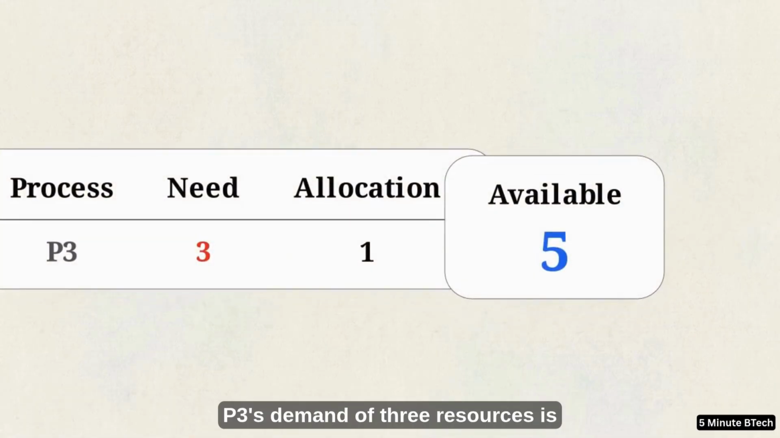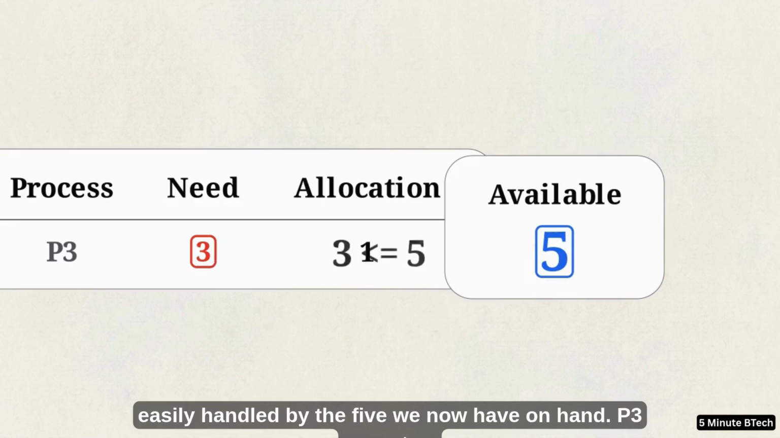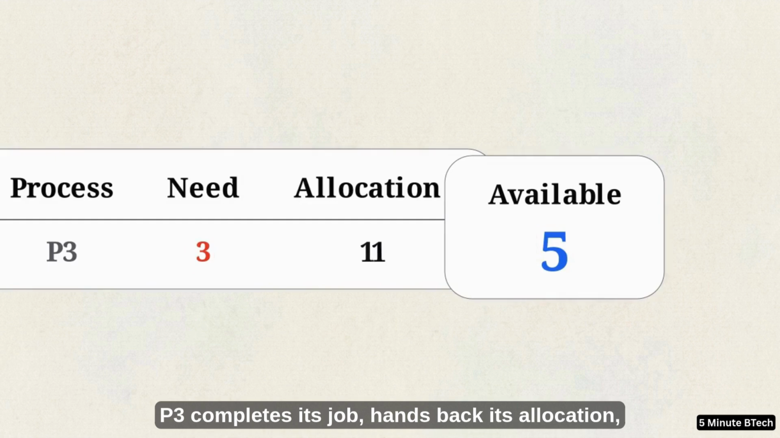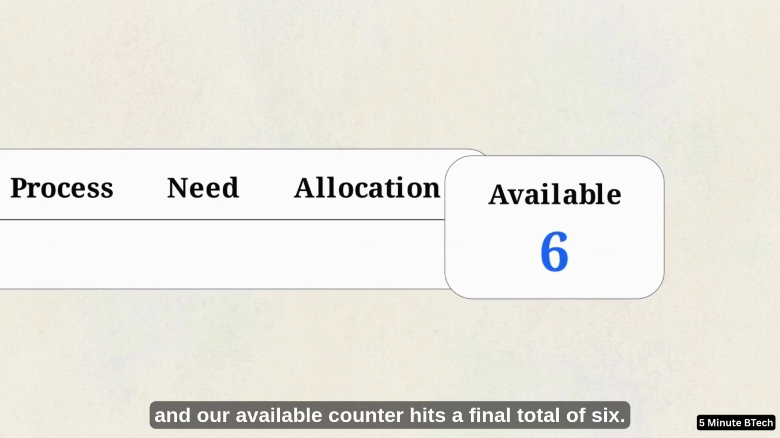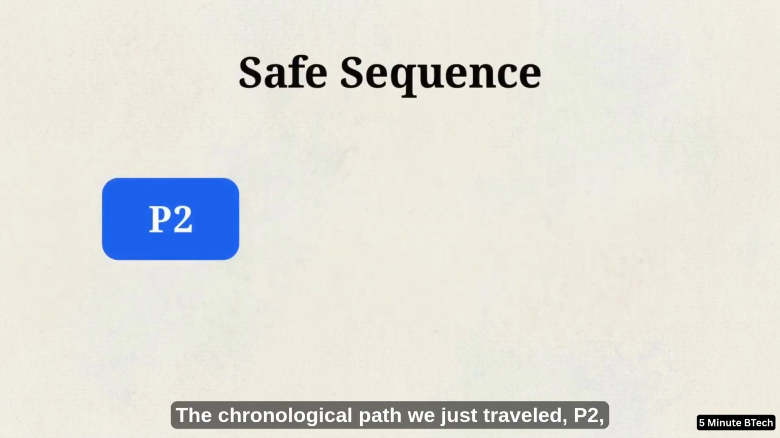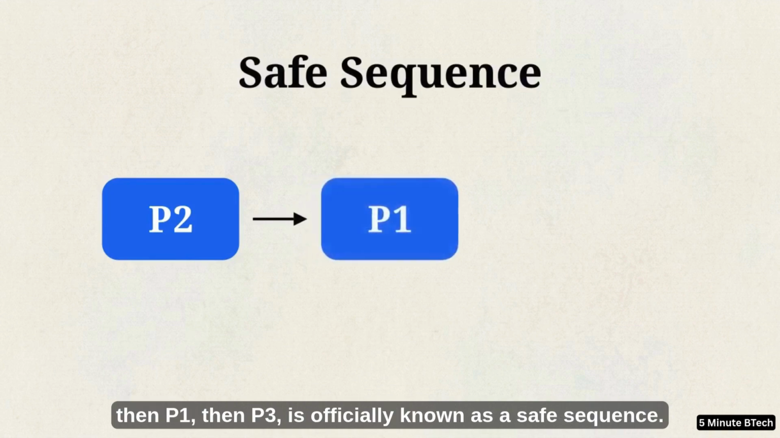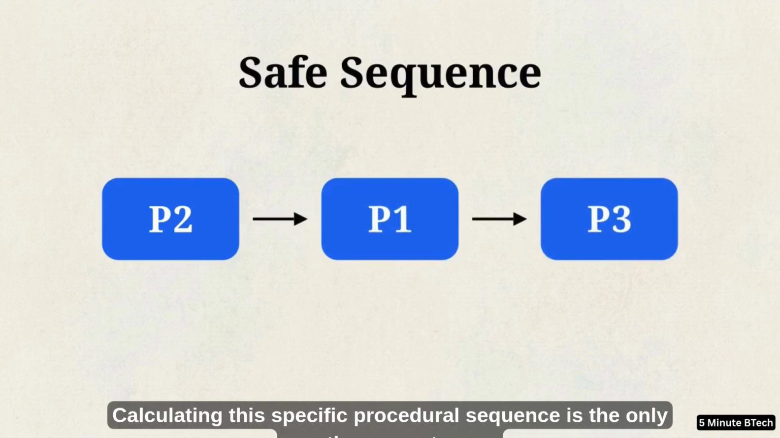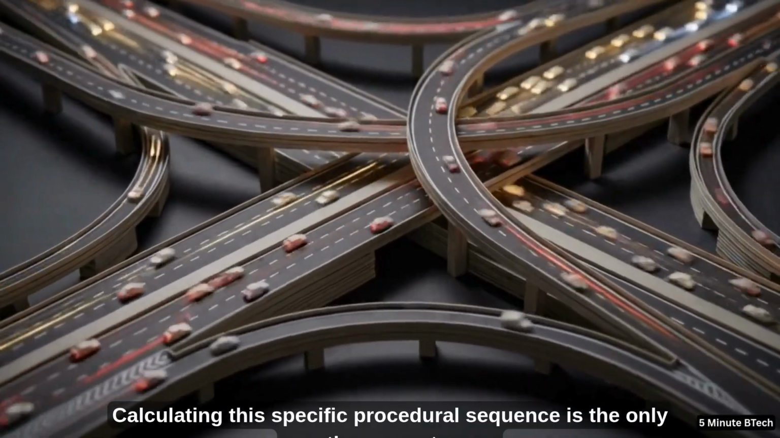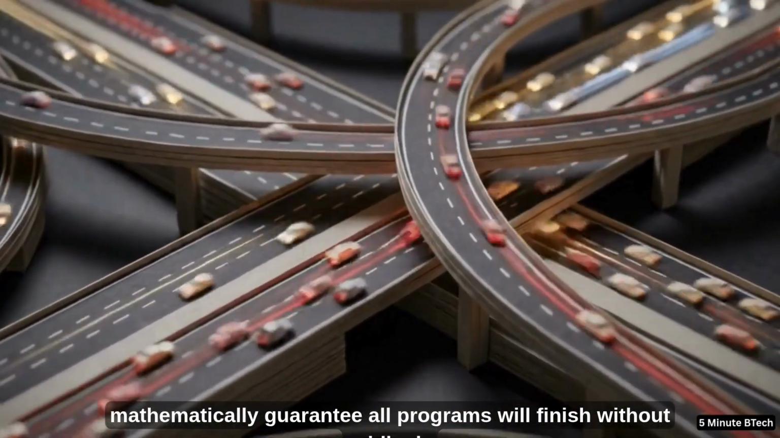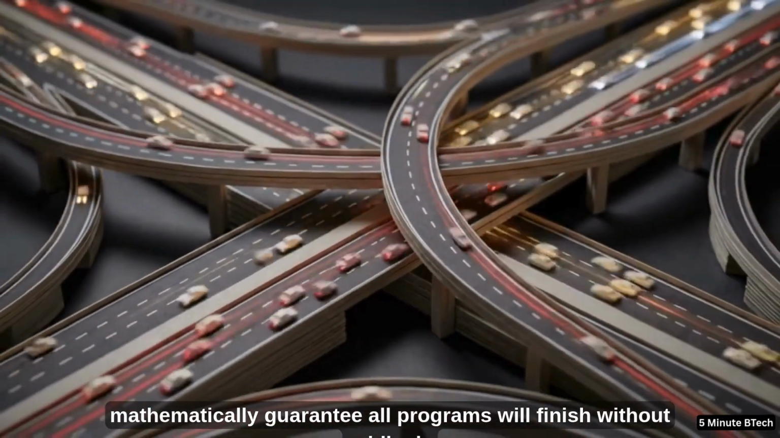We are down to our final, heaviest process. P3's demand of 3 resources is easily handled by the 5 we now have on hand. P3 executes. P3 completes its job, hands back its allocation, and our available counter hits a final total of 6. The board is entirely clear. The chronological path we just traveled, P2, then P1, then P3, is officially known as a safe sequence. Calculating this specific procedural sequence is the only way the computer can mathematically guarantee all programs will finish without gridlock.